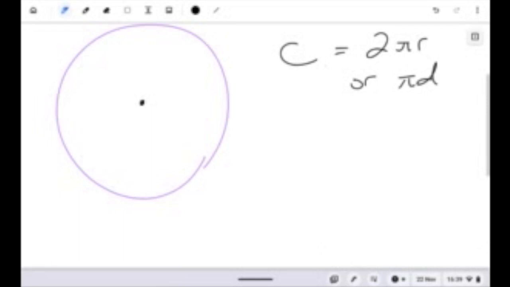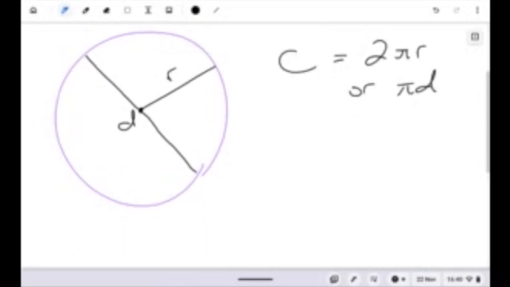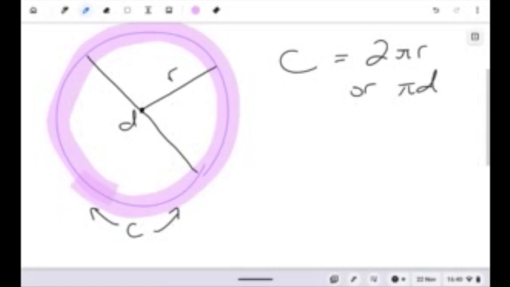The middle of a circle to one bit on the border is just going to be my radius. That we should hopefully remember from last time. Going from one side to the other side of a circle, passing through the middle, going from one end to the other, that's called my diameter. And the circumference is my entire outside bit of my circle, so going all the way around here.